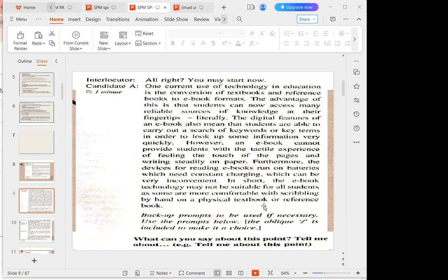But of course, you can also add on the point that people love to read the books in print form rather than on the screen, because it affects the eyes. You feel your eyes will feel strained after a long time of staring on the screen. You can also mention the side effect of using ebooks. Okay, all right. So this is about ebooks as one of the technologies they use in education.